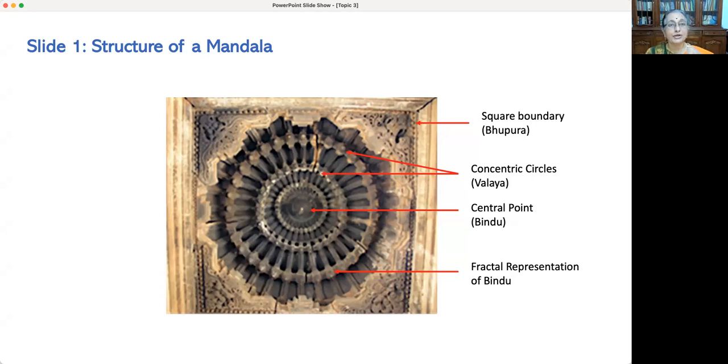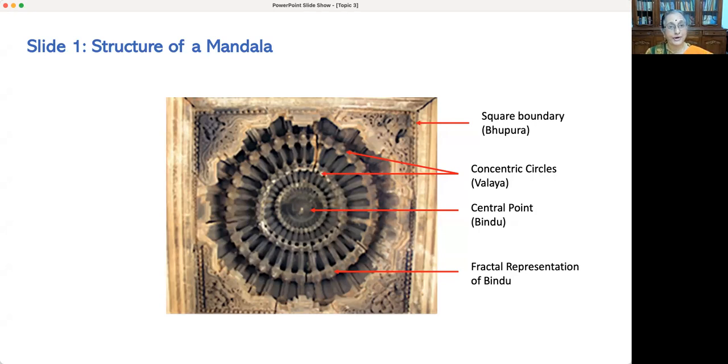The central point of every mandala is called Bindu. It signifies the unmanifested primordial energy. It is symbolically represented by the motif of an inverted lotus bud, or sometimes in personification also.